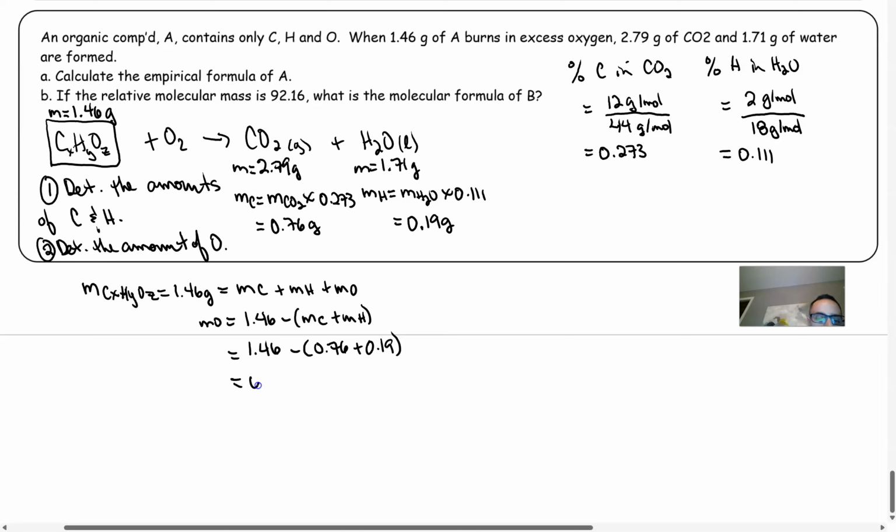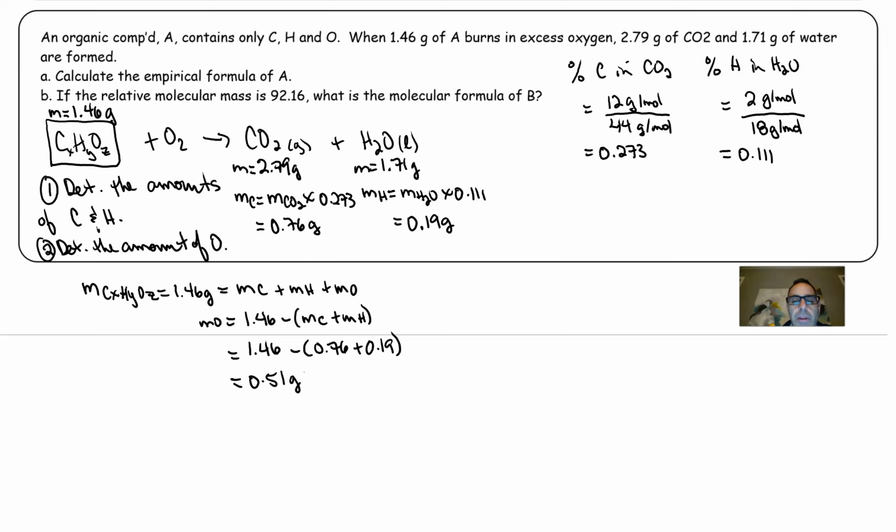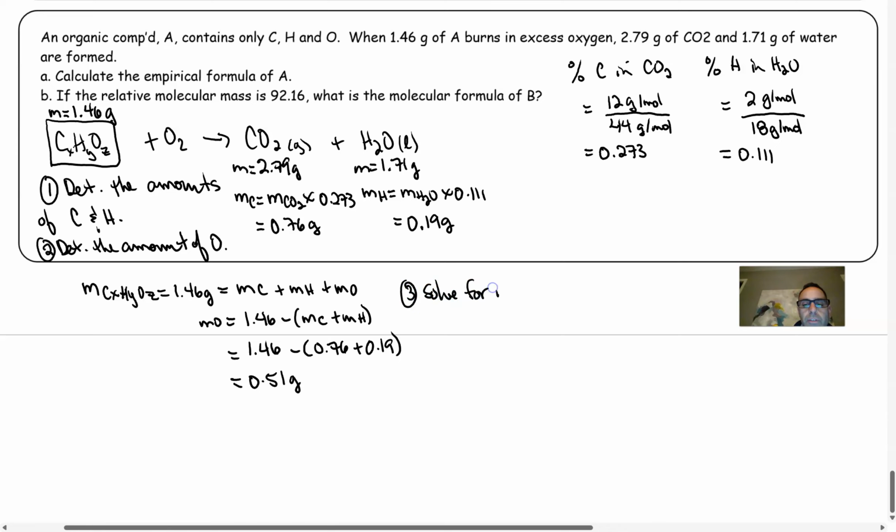And we get 0.51. So now we know the masses of all of our elements. So once we know mass, we can solve for moles. So step 3, solve for moles, and then molar ratios.